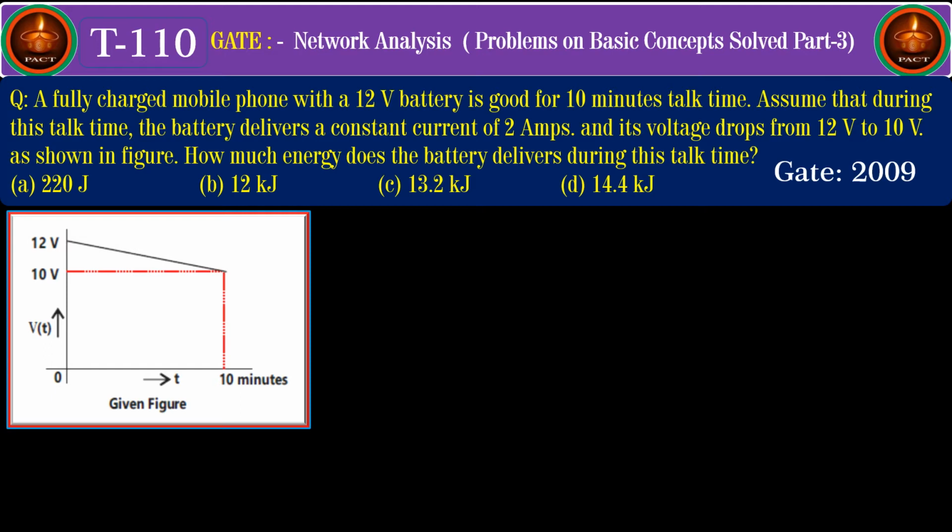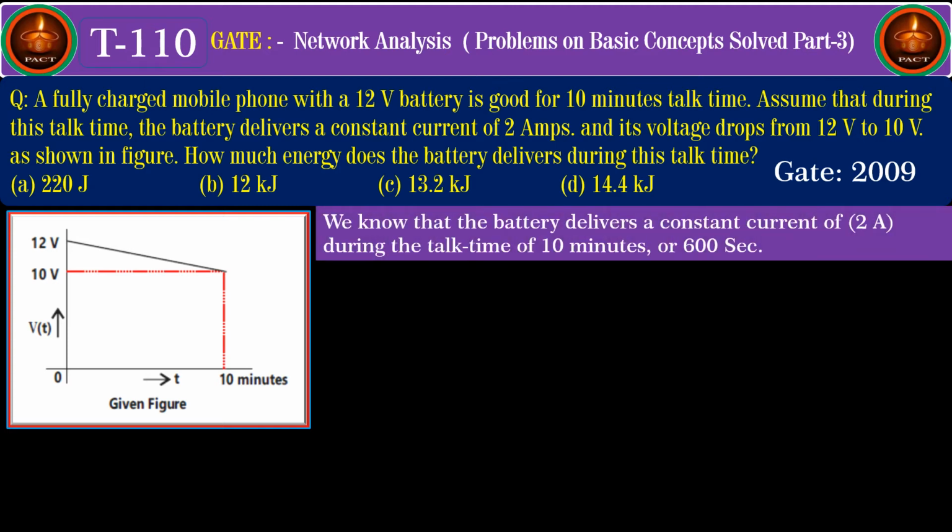Assume that during this talk time, the battery delivers a constant current of 2 amperes and its voltage drops from 12 volts to 10 volts as shown in figure. And we are required to find the energy delivered by the battery during the talk time of 10 minutes. Fine. The problem is simple and very tricky.